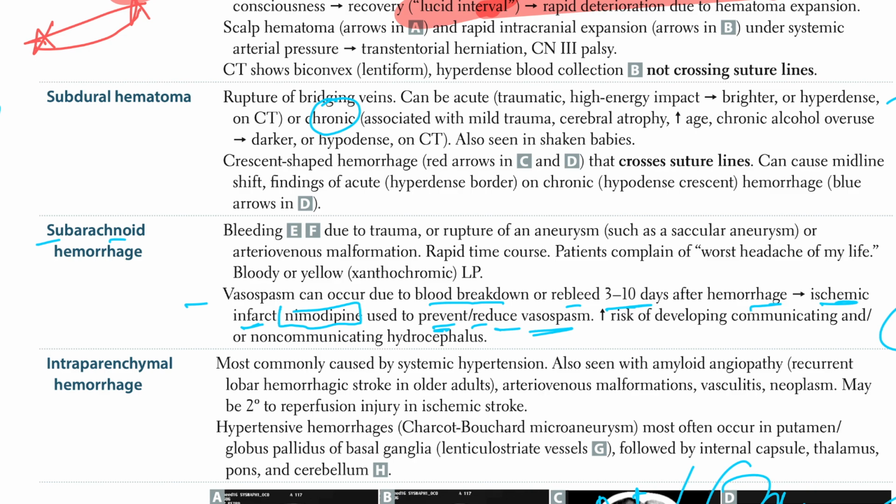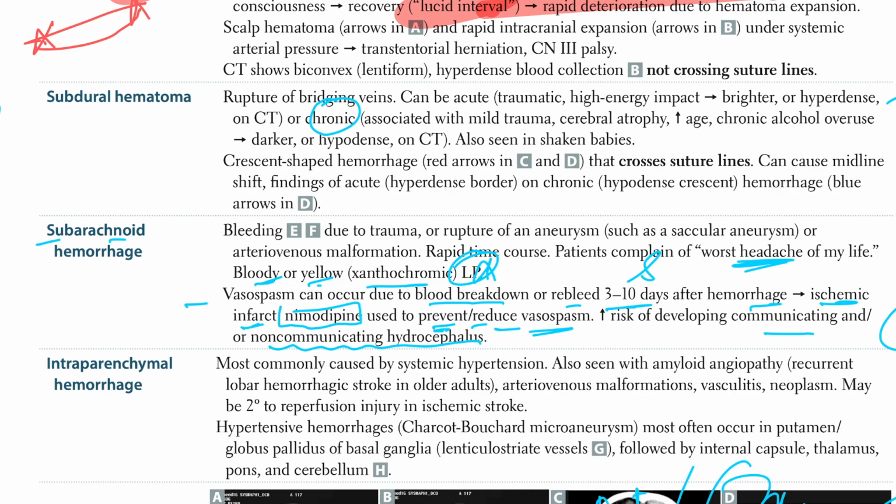Okay, increased risk of developing communicating and non-communicating hydrocephalus. Again, what is going to be here? First of all, you have the sudden onset of worst headache of my life, high yield. You do a lumbar puncture. You will see xanthochromic, which is bloody or yellow fluid on the LP. On top of that, you have sudden onset worst headache of my life.